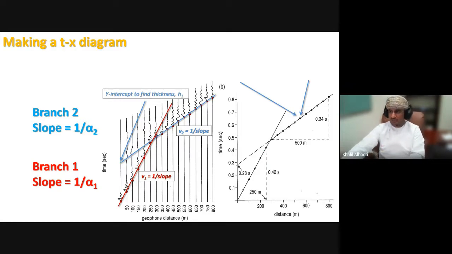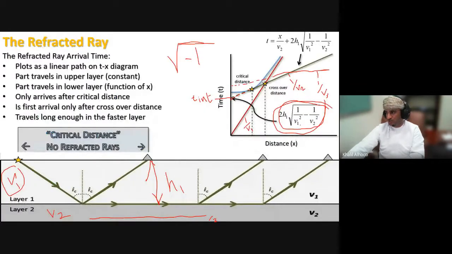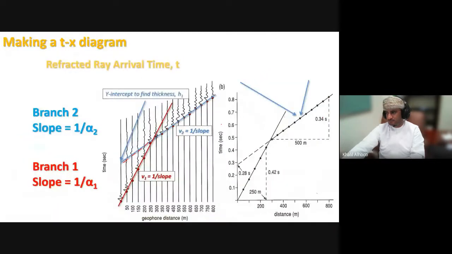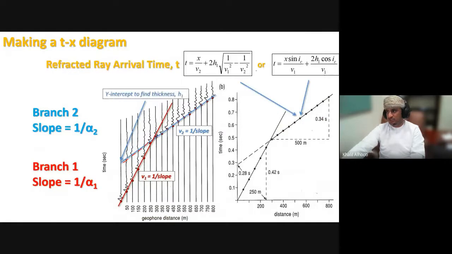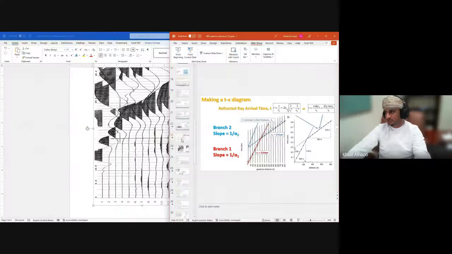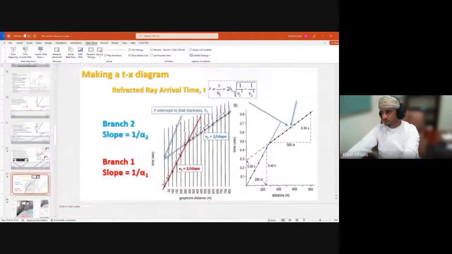We need to get also the thickness. The thickness can be obtained by extending this line, here is a dash, connecting it to the y-axis, trying to find the intercept time and equating this value, the intercept time, with this equation. We already have velocities and we need to work out the thickness. So these are the equations we use. Maybe I need to remove this equation because one is enough. This for you.